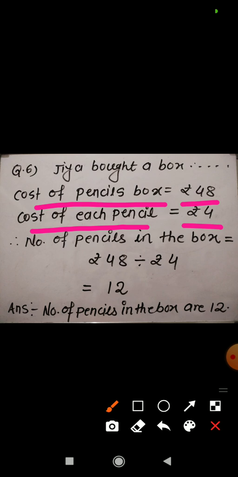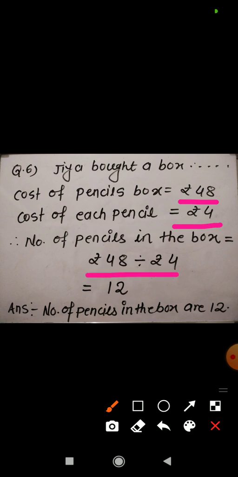Here we are asked to find out the number of pencils in the box. So children, how will you find out the number of pencils? It's very simple again. If you divide the cost of pencil box by the cost of one pencil, you will get the number of pencils in the box. So here you can see how to write 48 divided by 4. You have to divide the number 48 by 4. And when you divide 48 by 4, the quotient will be 12. So whatever quotient you got will be your final answer. Since the quotient is 12, our answer will be 12 only. Right? So how many pencils were there in the box? There are 12 pencils in the box.